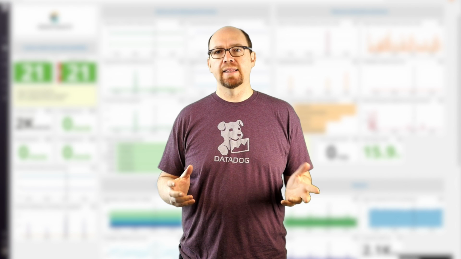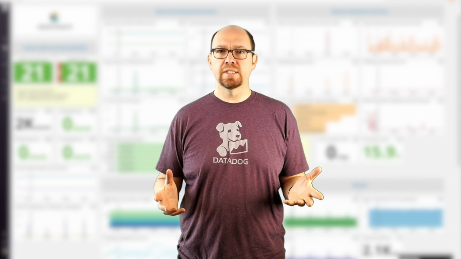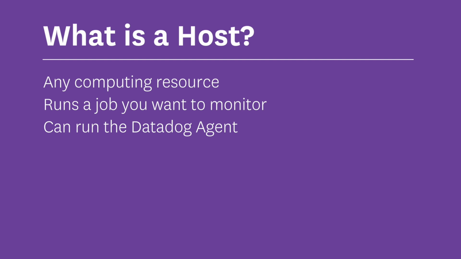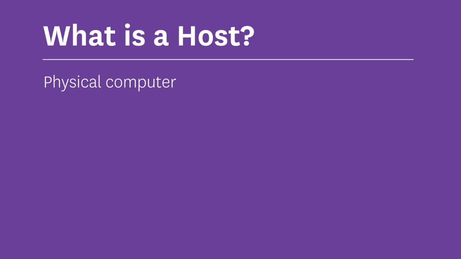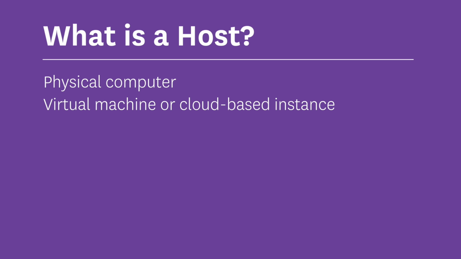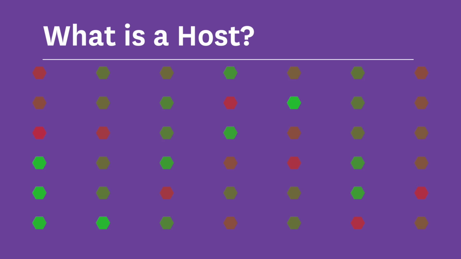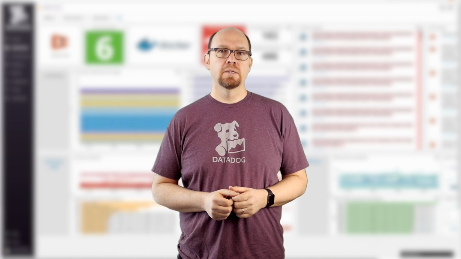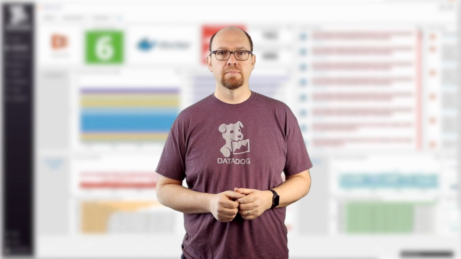Before I get into that, let me just explain what a host is as far as Datadog's concerned. A host is any computing resource that can run a job that you want to monitor and can also run the Datadog agent. That resource could be a physical box in a server room, a virtual machine or an instance on a cloud service, or even a Docker container. You can send metrics from a single host or thousands of hosts, and the number of metrics is only limited by the applications you choose to monitor.